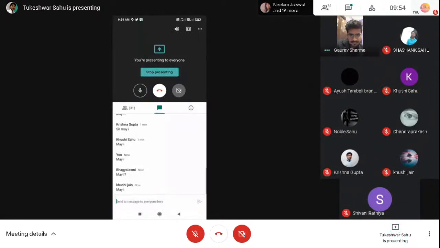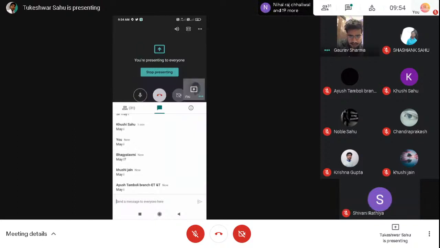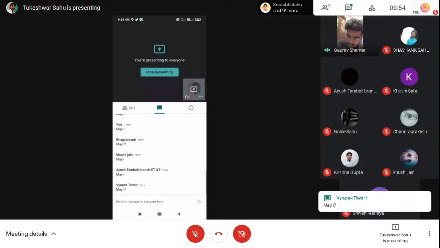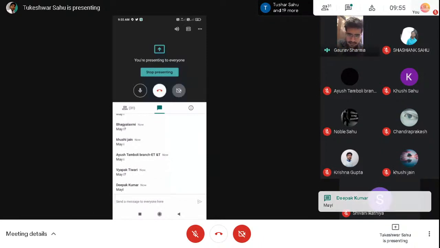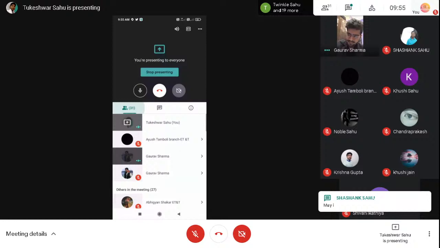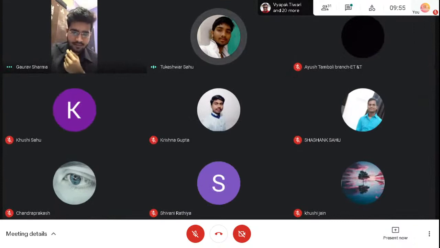Okay, sure. So what else, it's okay. Sir, it is visible. Krishna, then Khushi, then Tukeshwar, then Bhagya Lakshmi is next, and then Khushi Jain. That's it. So Tukeshwar, you. It is not visible yet. You don't have to do the screen sharing. You can just turn on your video and then switch the camera to the rear camera. That's it. Yes, sir. Now switch your camera. That's it.